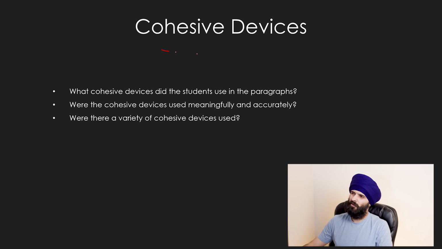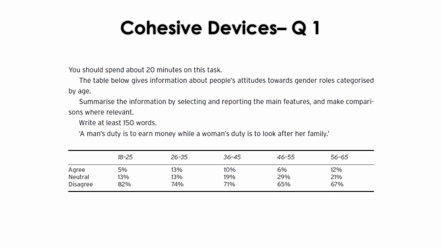Now, let's look at cohesive devices. For cohesive devices, there are 3 things that you need to show in your answer. First of all, you have to use paragraphs. Then, you have to use the cohesive devices meaningfully and accurately. Finally, was there a variety of cohesive devices used? So you have to use variety as well. Let's look at this question. I'll give you a couple of minutes, go through it, read the information, and then let's look at the answers.